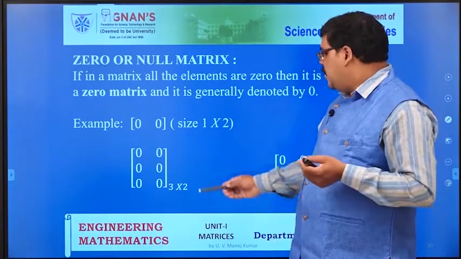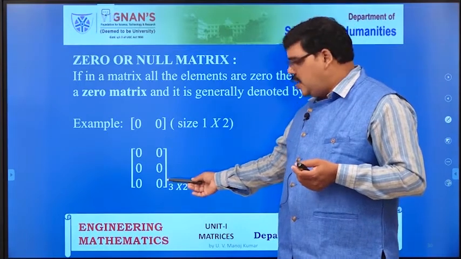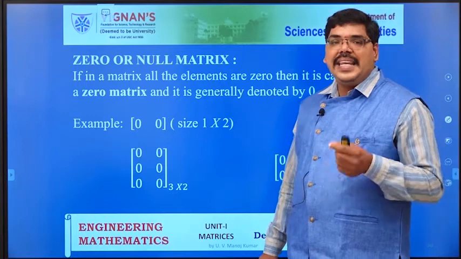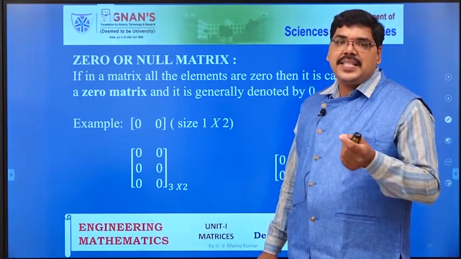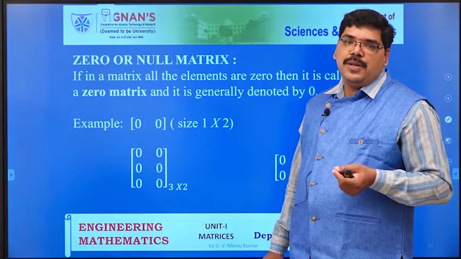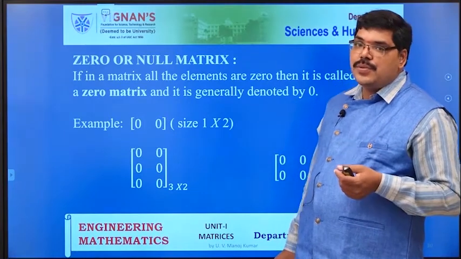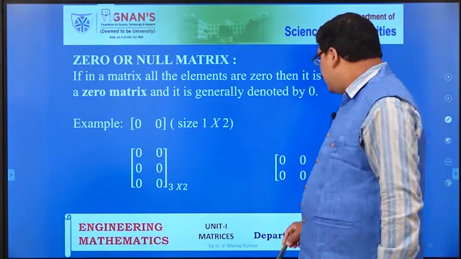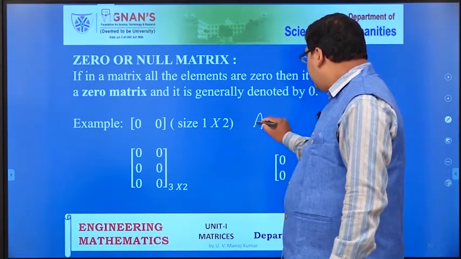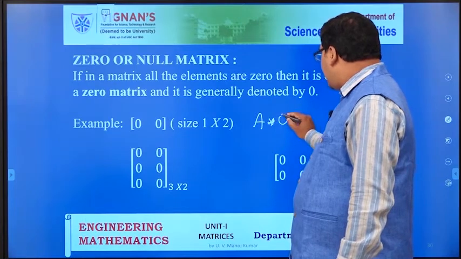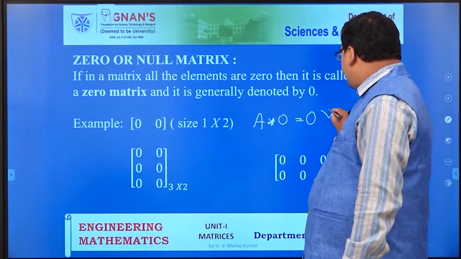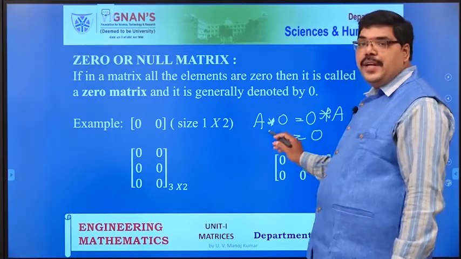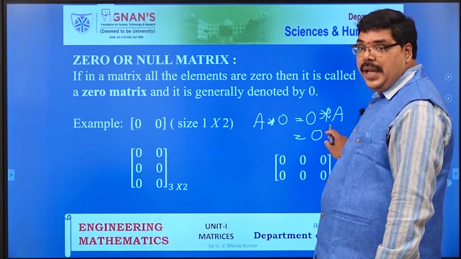It is a zero matrix. This is also a zero matrix. This is also a zero matrix. And like in numbers, for any matrix capital A, A into 0 equals 0 into A equals 0. What you will get if you multiply with 0? Answer should be 0. So, A into 0 equals 0 into A equals 0.